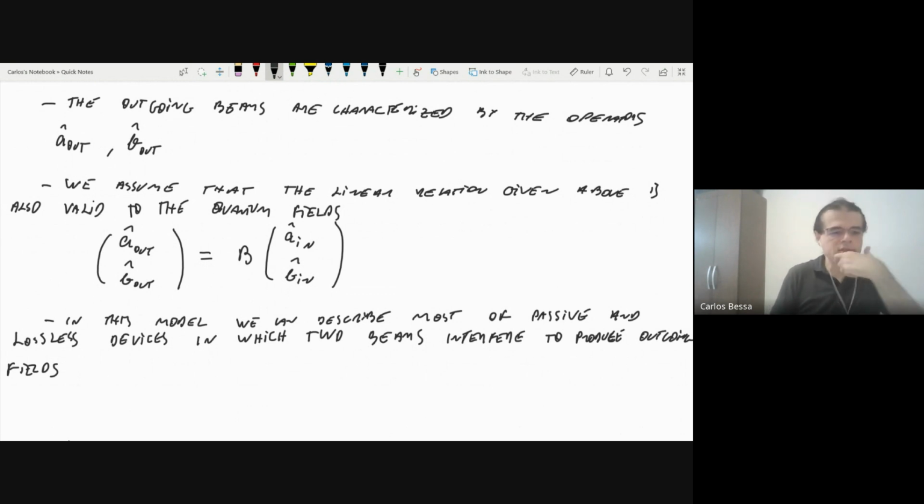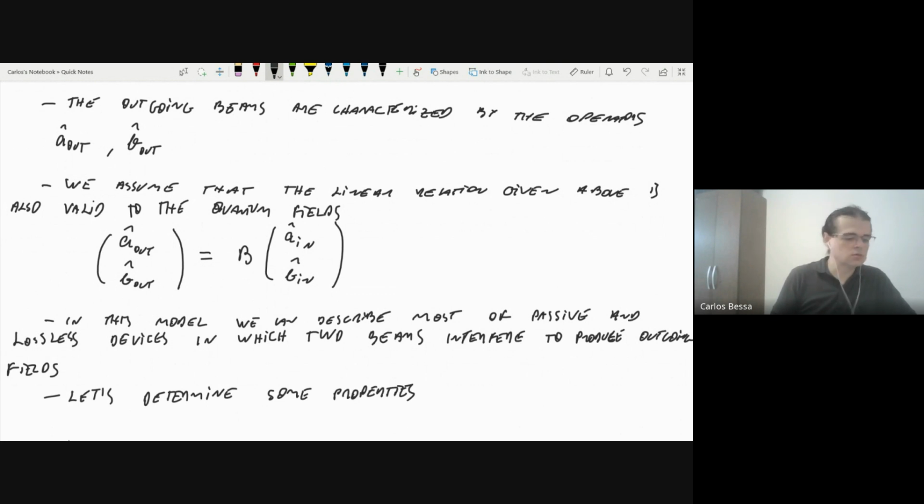Okay, so let's see some important properties that the Nielsen-Schwenk book just mentioned, but didn't prove. So that's why I start differently from them. So let's determine some properties of the beam splitter.